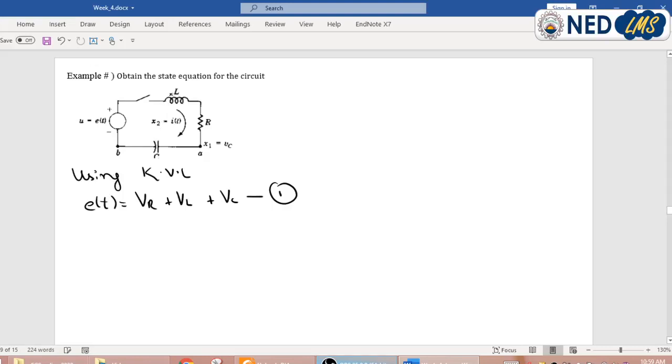Here we have two energy storing elements. One is this inductor, the second is the capacitor. The inductor stores energy by virtue of current. Similarly, the capacitor stores energy by virtue of voltage. So we will have two state variables here. x1 is equal to the inductor current, and x2 is basically my capacitor voltage VC. These are the two state variables. The third variable is basically your input E of t, which is replaced by U.